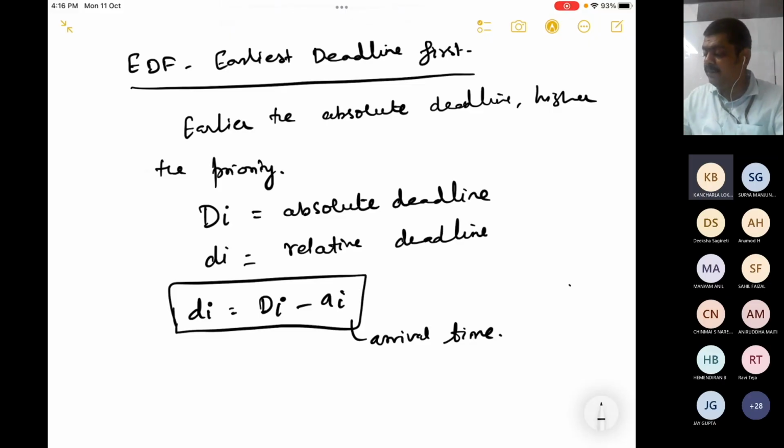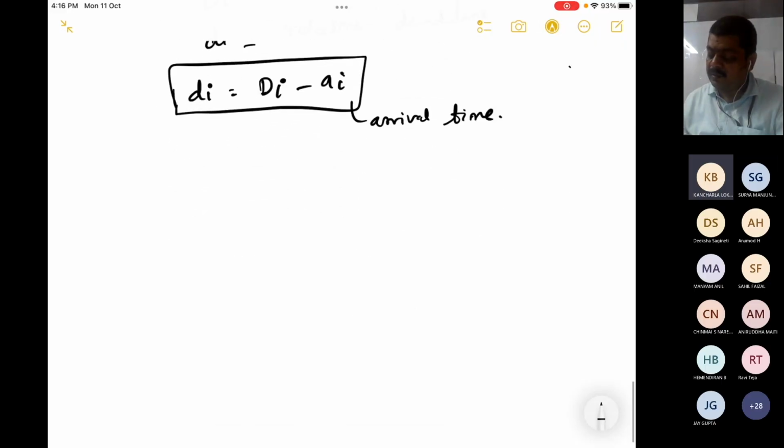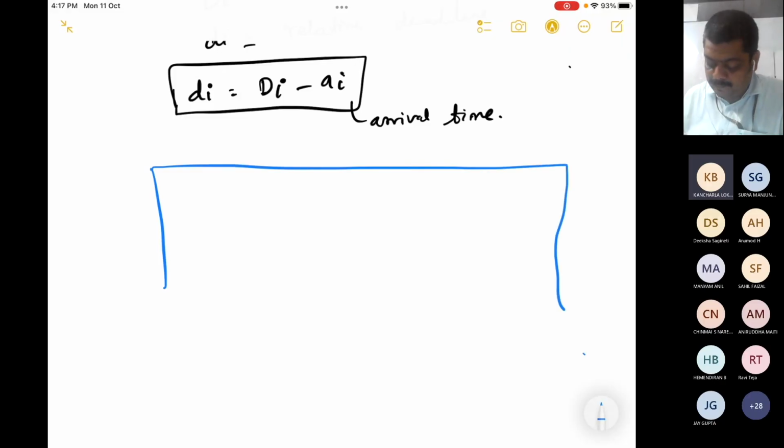Now we'll go through one example on this EDF. EDF is easy to understand, but EDF is a dynamic priority algorithm. Every time you have to check the deadline, only then do you have this option here. I'll just show you that.